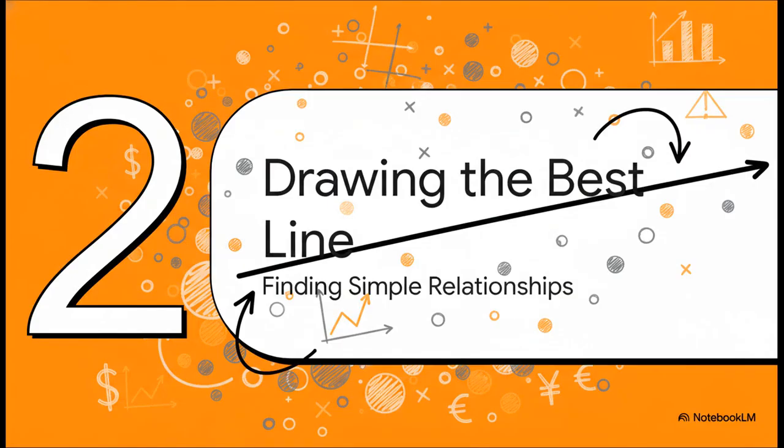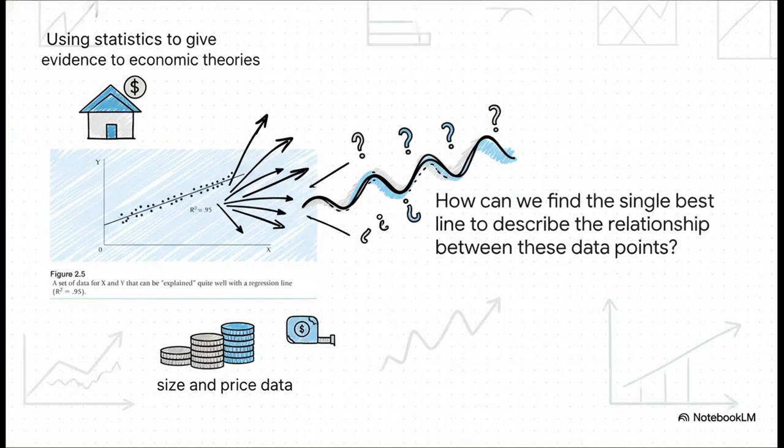This one is all about finding simple relationships that are often hiding in plain sight, right there in a big cloud of data points. Okay, imagine you're trying to figure out housing prices. You've collected a bunch of data on square footage and price. Looking at this chart, you can kind of see the trend, right? Bigger houses tend to cost more. But how do we find the single best line that truly represents that relationship?